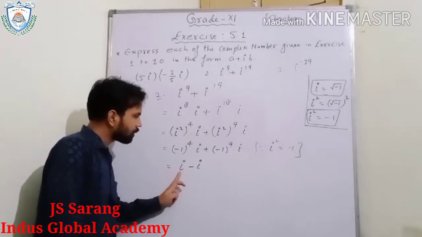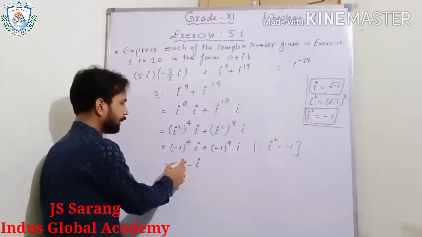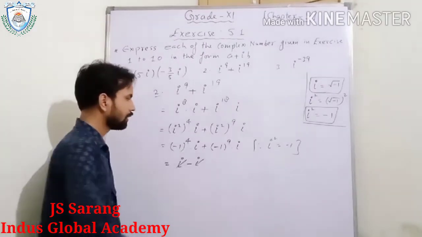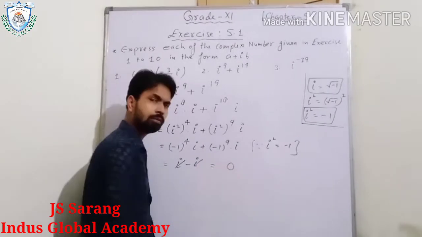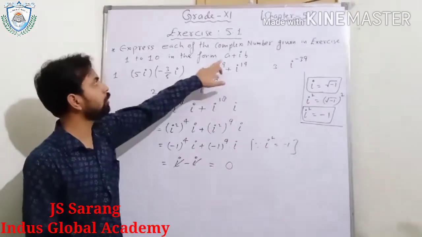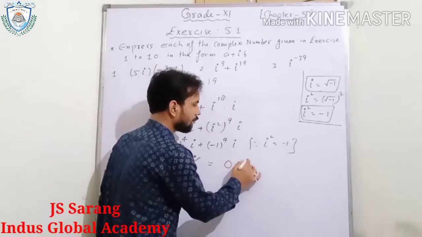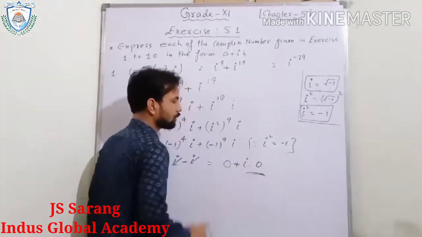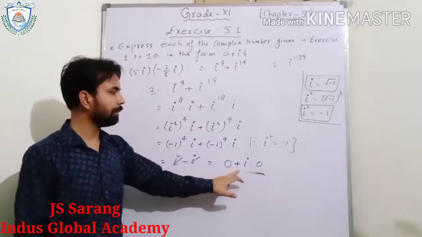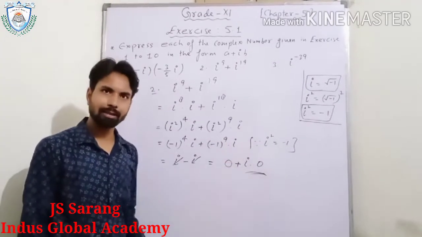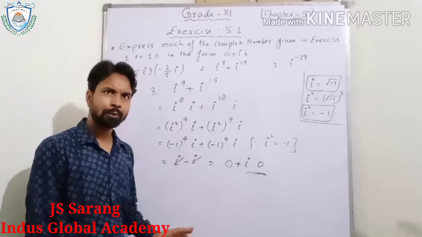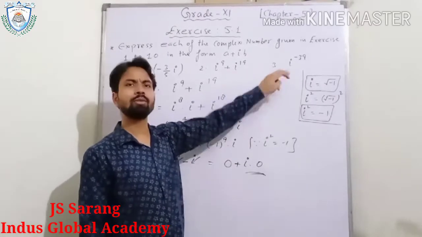Now see, positive i and negative i, both cancel. So the result will be 0. But this is not in the form a plus ib. So what will we do? 0 plus i into 0. So here this is in the form a plus ib. Understood? Clear? Okay, let's take the third question also.